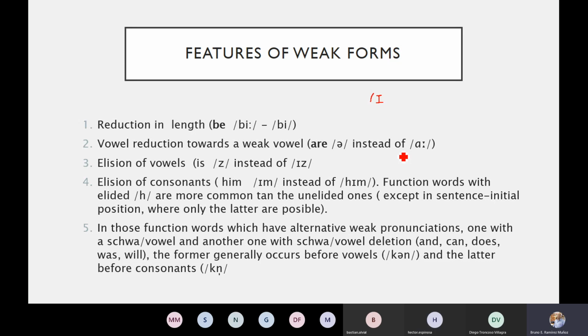Elision of so instead of, in number 3, z instead of is: she's 10 years old. She's 10 years old, right? Z. And in the 4th case, we have elision or deletion, right, of the first consonant sound, like in him or her, tell him, tell her.